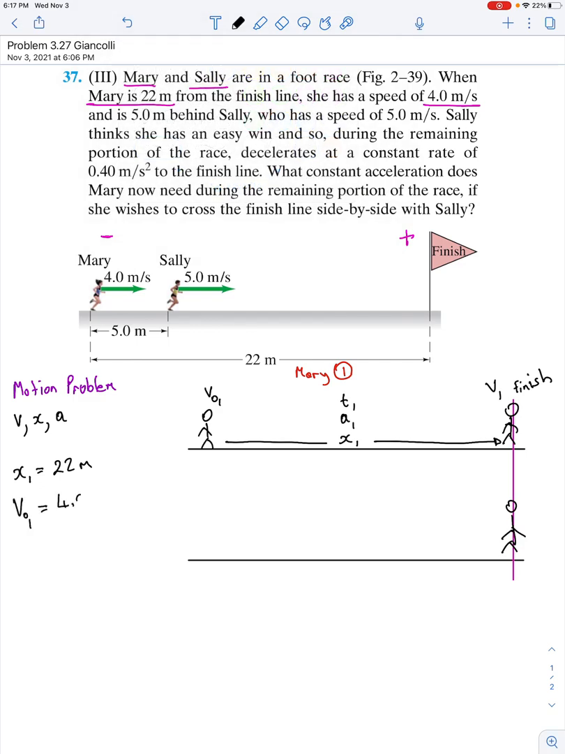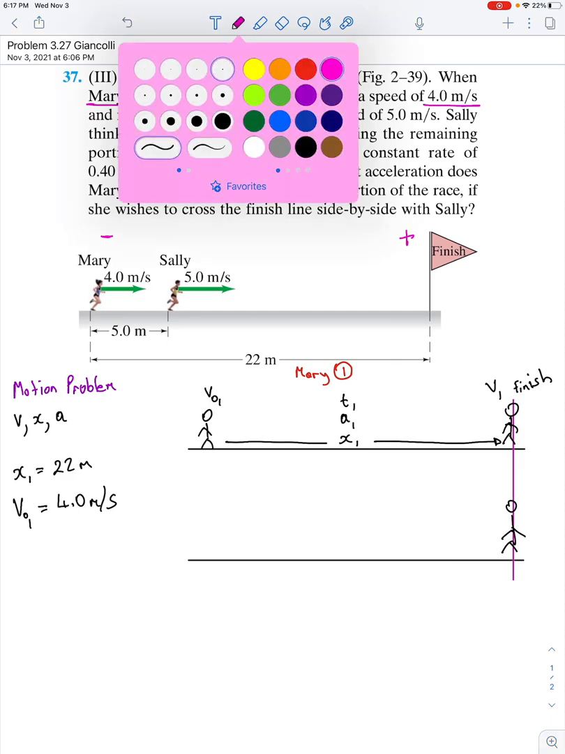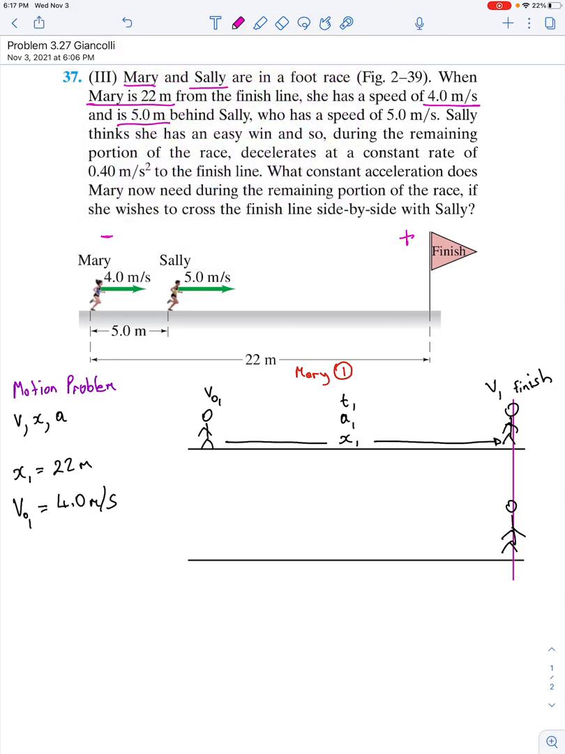That's 4.0 meters per second. Now, she's 5 meters behind Sally. So now we're introducing Sally. Oh, wow. Sally, you're getting introduced. So she's 5 meters behind Sally.